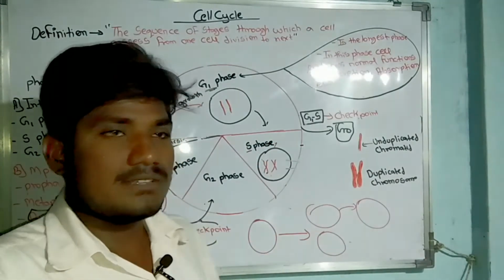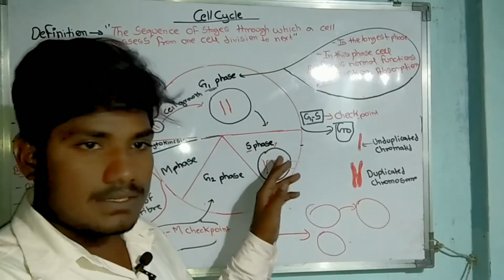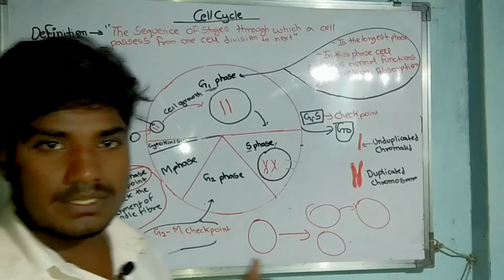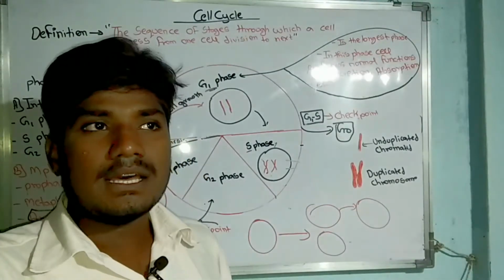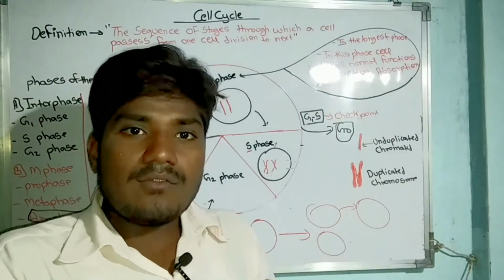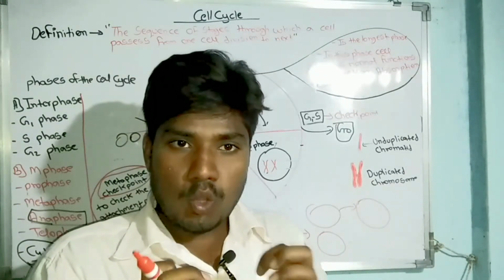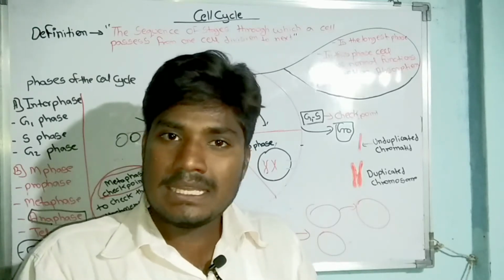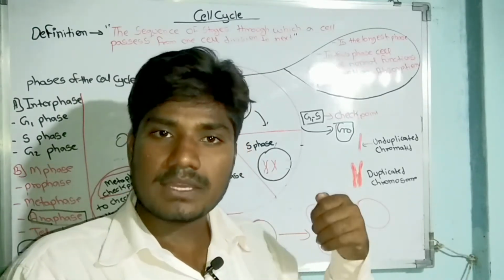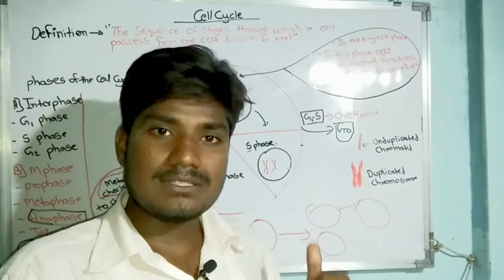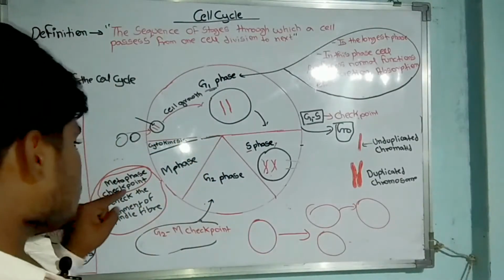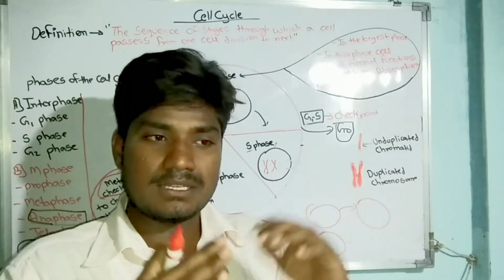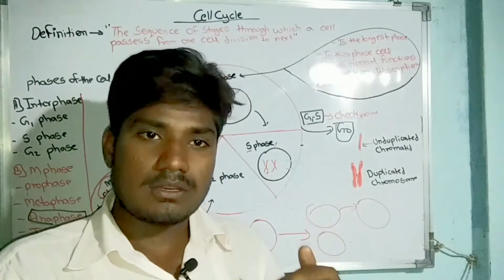Okay, suppose the cell passes from G1 phase to S phase. Then there is another checkpoint called the G2/M checkpoint. In the G2/M checkpoint, the cell should have properly duplicated chromosomes. If the cell does not have properly duplicated chromosomes, then the cell will not enter into M phase. And the last checkpoint is the metaphase checkpoint. This is to check whether the spindle fiber is attached to the chromatin or not.